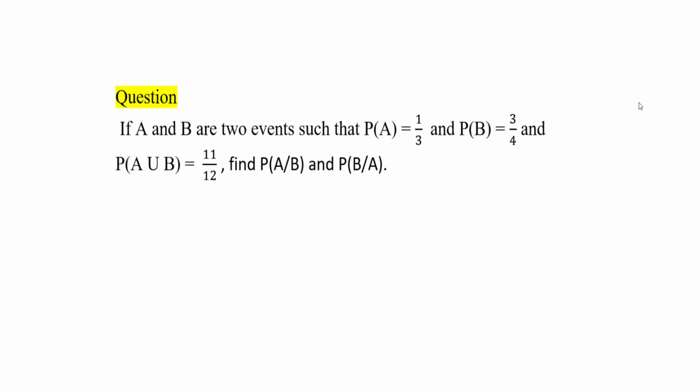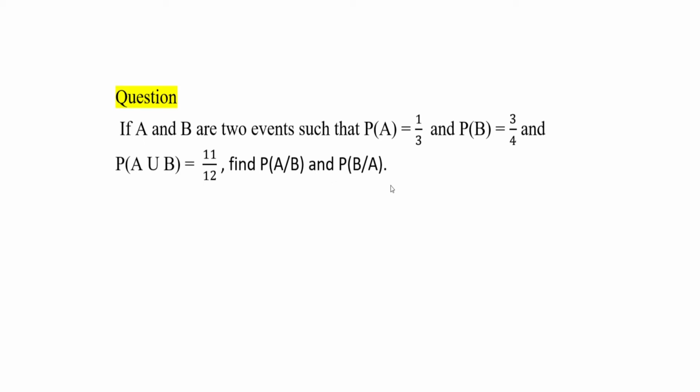Hi students, in this video we are going to learn a simple problem in probability. The question is, if A and B are two events such that P(A) = 1/3, P(B) = 3/4 and P(A ∪ B) = 11/12, find P(A|B) and P(B|A).